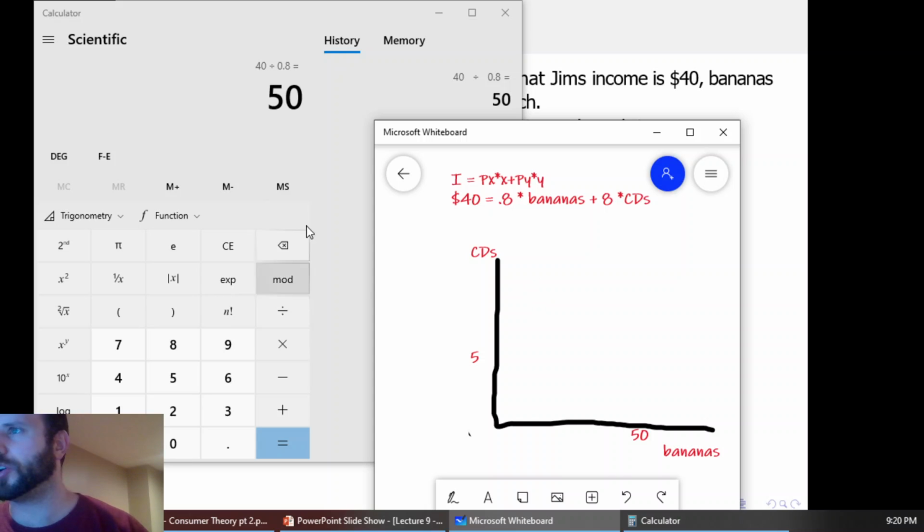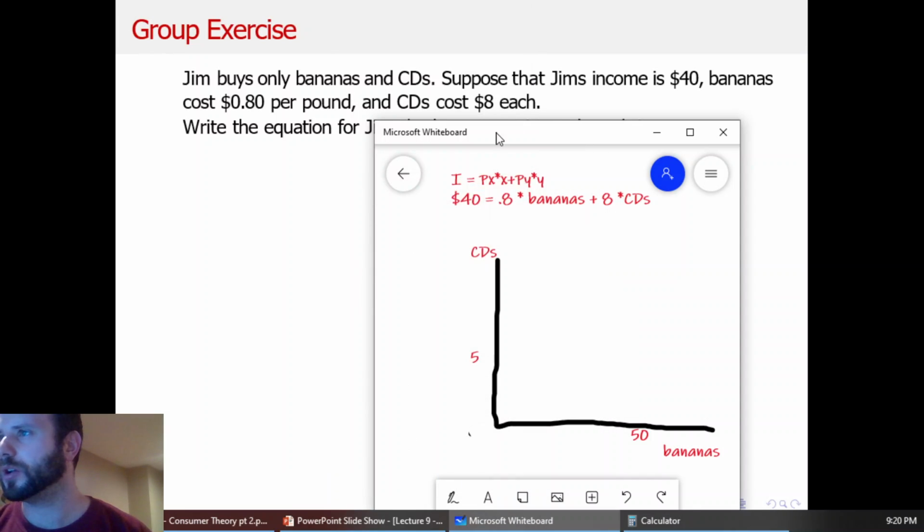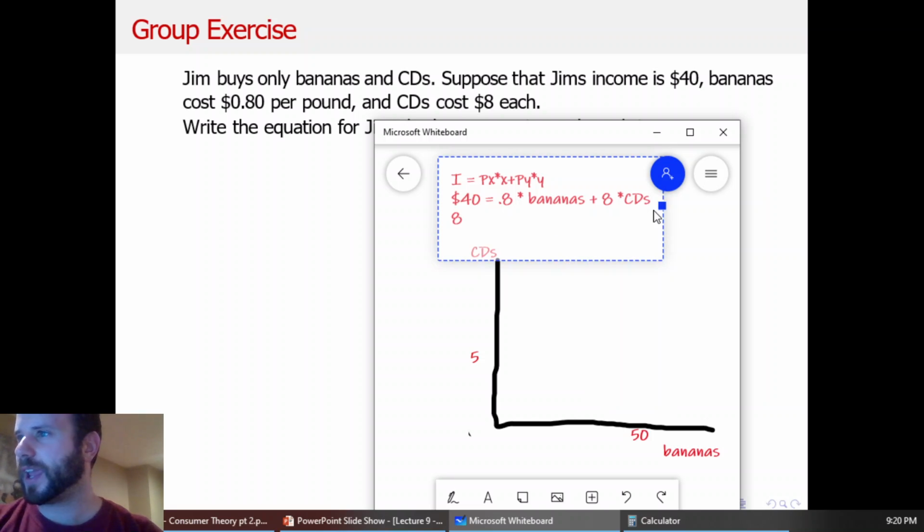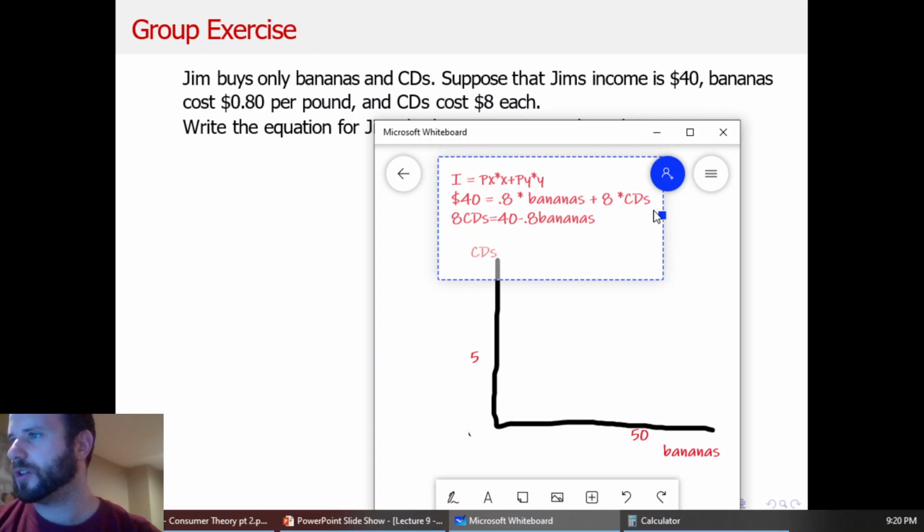All right. So alternatively, we could have done it like this. Could have put this in slope-intercept form with CDs on the y-axis. So we could have 8 CDs equals, I'm sorry, equals 40 minus 0.8 bananas. So 1 CD equals 5 minus 0.1 bananas. Okay, so the slope is going to be negative 0.1. The intercept is going to be 5. Okay, y-intercept.